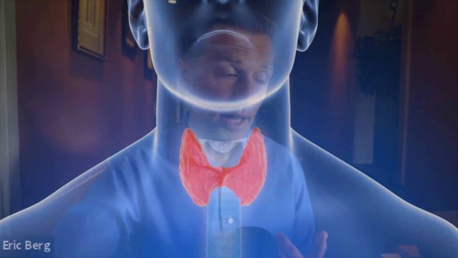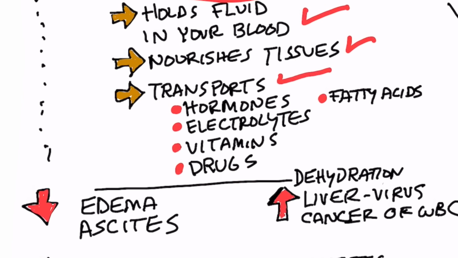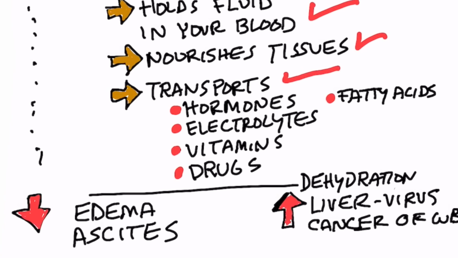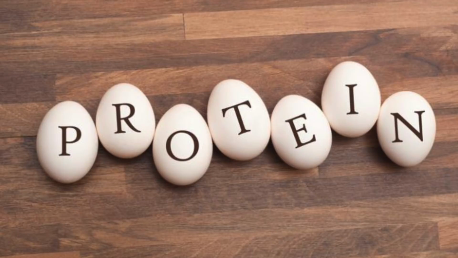And number three, it acts as a transport. It helps to transport hormones like your thyroid hormones, electrolytes like calcium, potassium, and sodium, vitamins, certain drugs, and fatty acids. So you can see that protein is really needed for many different functions.